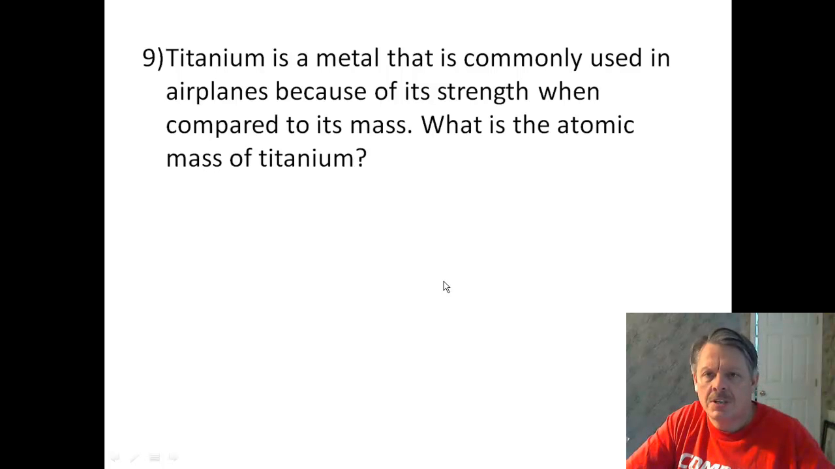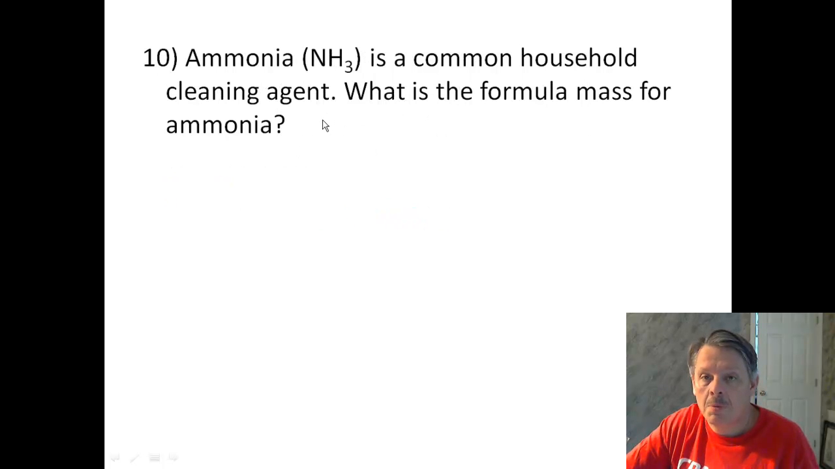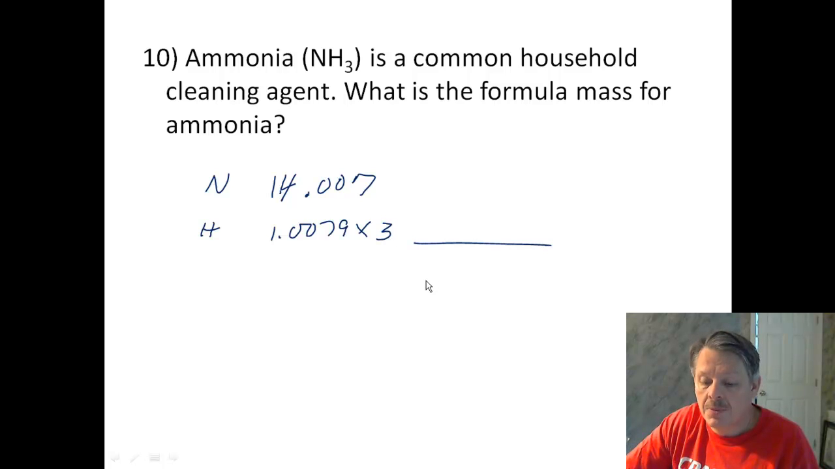Okay. Titanium. Titanium is also on the periodic table. Titanium is Ti. And if I look up Ti, I will find that it is 47.88 atomic mass units. How about ammonia? Ammonia is NH3. So nitrogen is 14.007. And hydrogen is 1.0079. But there are three of them. So I have to multiply that out, add them together, and I get 17.031 atomic mass units.